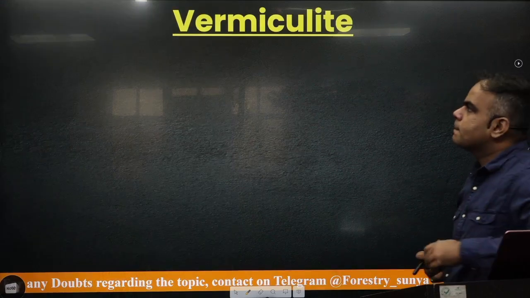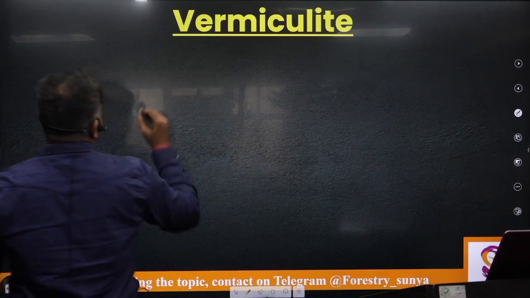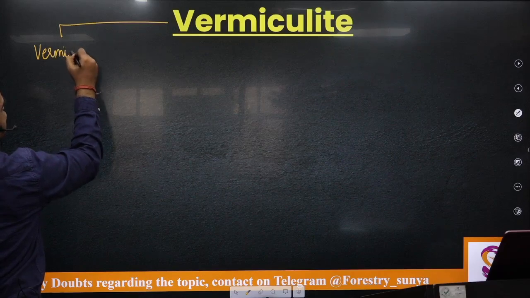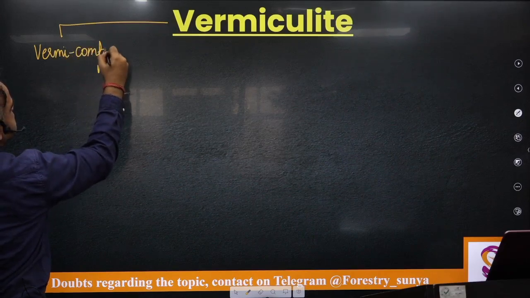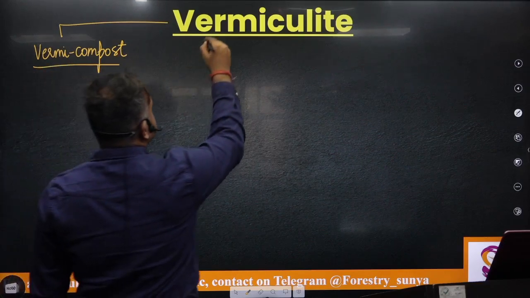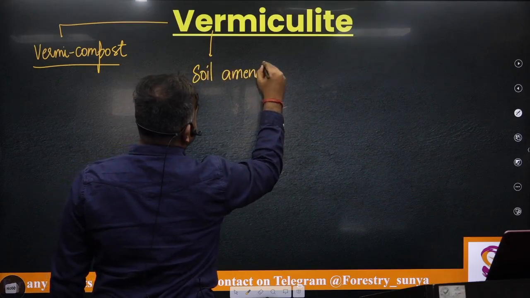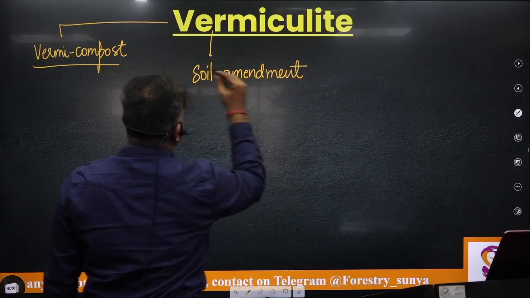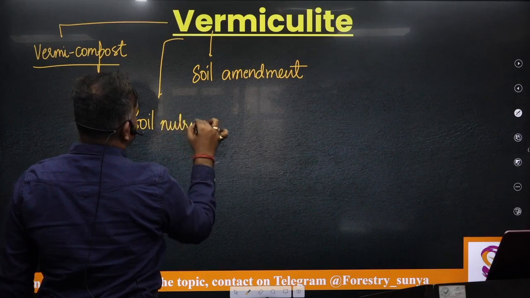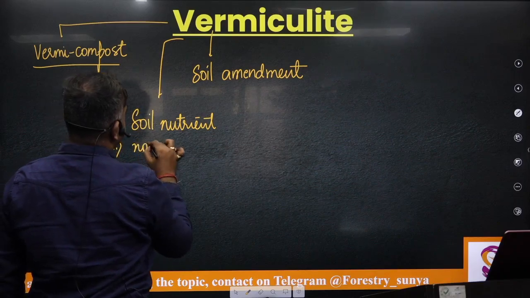Third is vermiculite. Now, for example, you may have heard about terms like vermicompost. Vermicompost is basically a soil amendment. When added to soil, of course, this helps overall in the availability of nutrients in the soil. It is very lightweight and non-toxic.